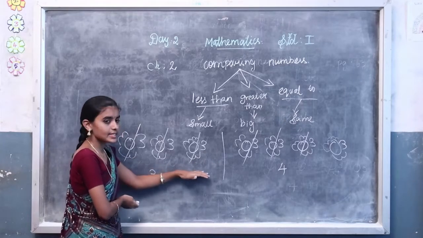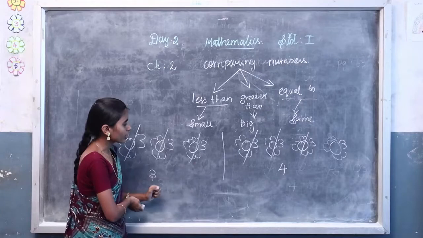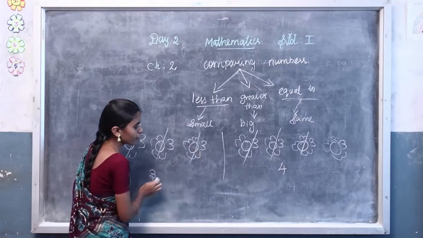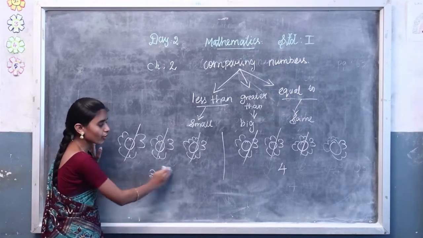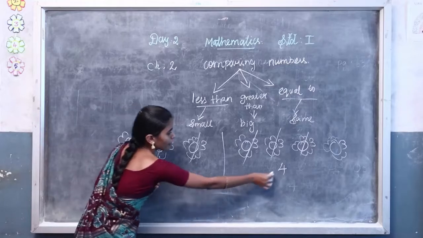We continue this process till any one of these groups is struck out fully. So, see the first group, the flowers are struck out fully here. So, we stop the method here, number 3 and number 4.